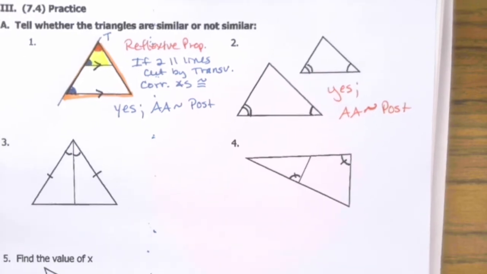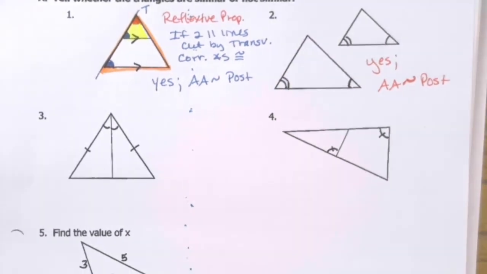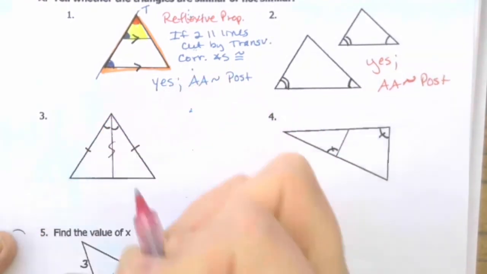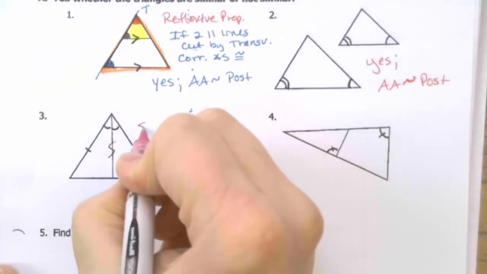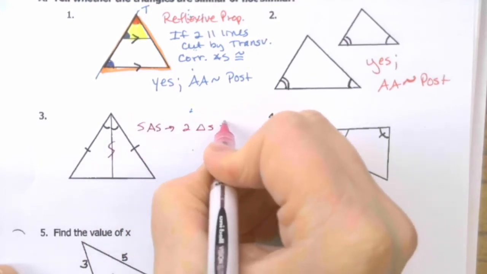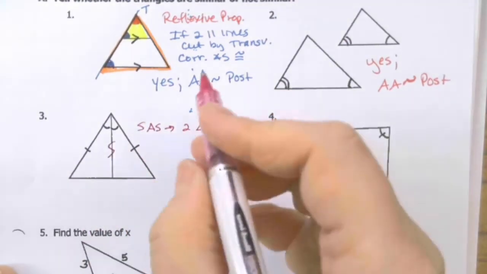Okay, number 3, looking at this triangle. Well, interesting with this one, we don't have 2 angles. What we do have, though, is a side, an angle, and a shared side, which means by side, angle, side, I can say that the 2 triangles are congruent.